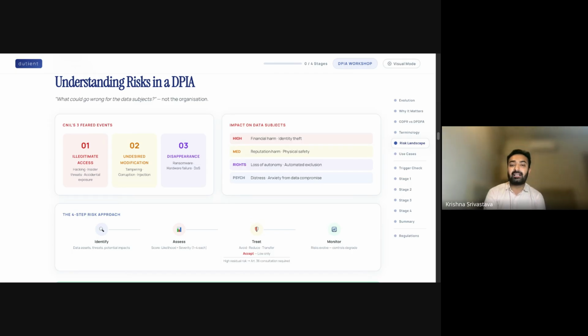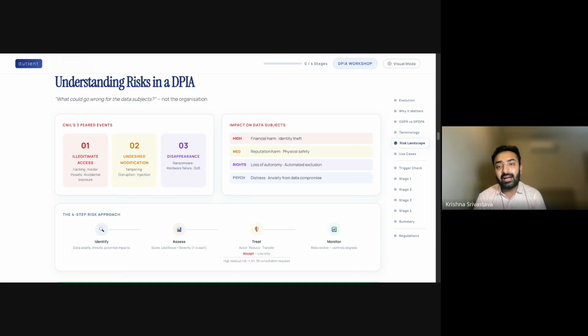Now, the impact on data subjects is high if there is financial harm and identity theft. If there is reputational harm or physical safety, it's medium. There could be an impact on rights, loss of autonomy, automated exclusion. Now, what does this mean? Let's take an example of an employee or candidate screening platform.